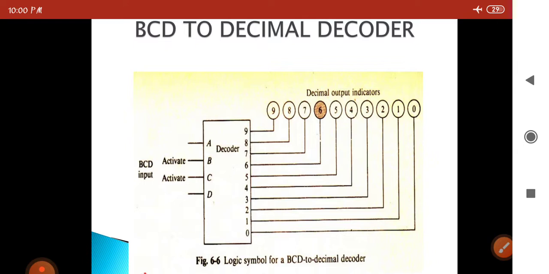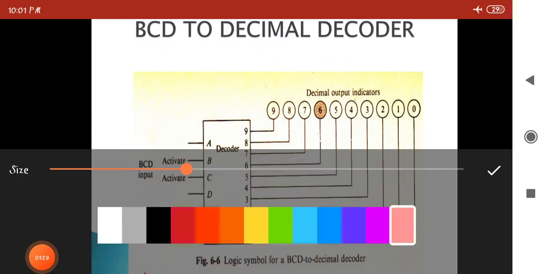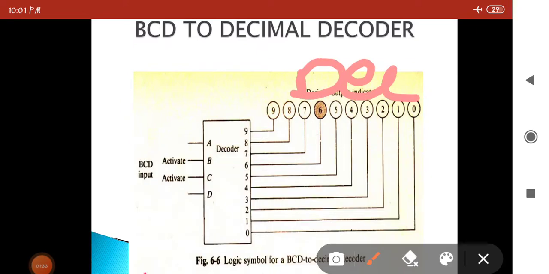For example, 0, 1, 2, 3, 4, 5, 6, 7, 8, 9. 10 numbers are there, which means it is a decimal number. Can we write it in the decimal number? These are in the BCD.